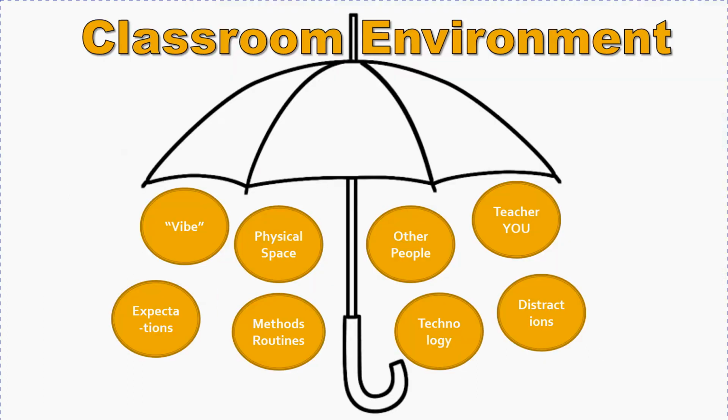When we think about the classroom environment, we think about it as a big umbrella term because there's a lot going on in that environment. There's the vibe or classroom climate, which is the psychological feel of the room. There's the physical space, there's other people. You make a big difference. You're in that environment. What do you like? What are your dispositions? Expectations, methods, routines, technology, distractions. There's so much happening in this classroom environment.